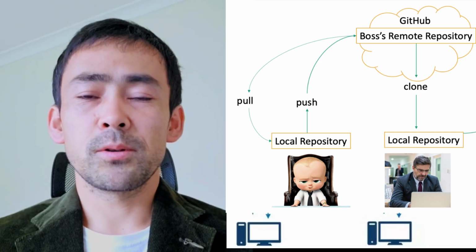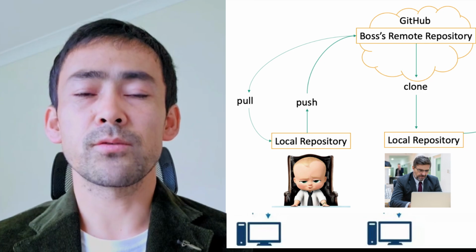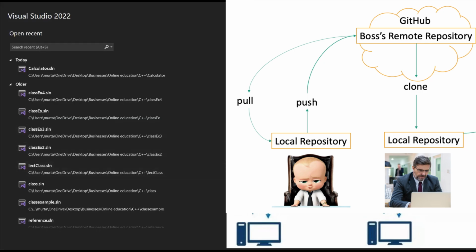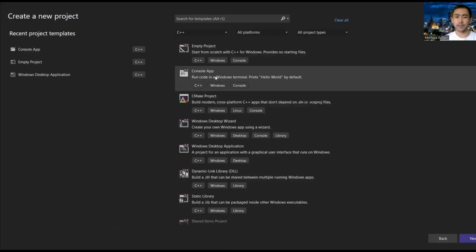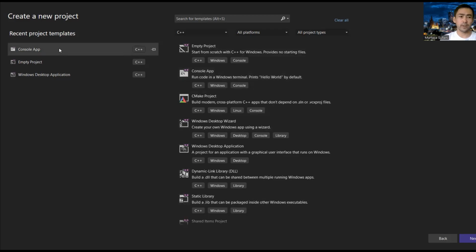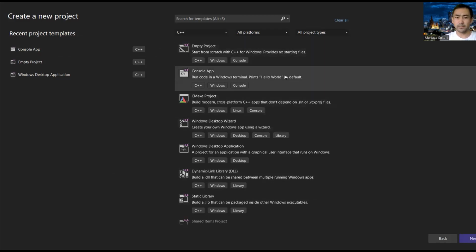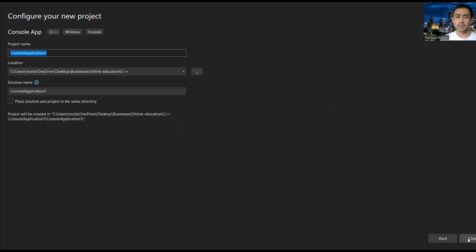Now we go to the Visual Studio. You see my screen. We first create a new project. Today we use console app with C++ for Windows and console. As you see, it has 2 stars here. Click on this console app, next.